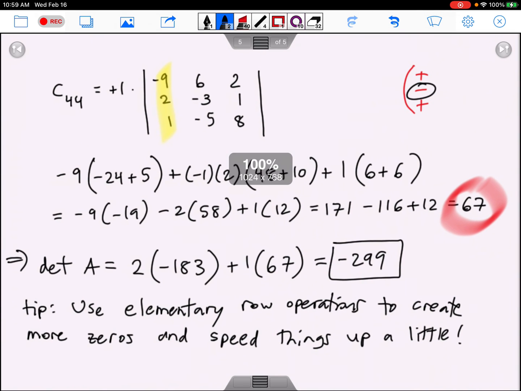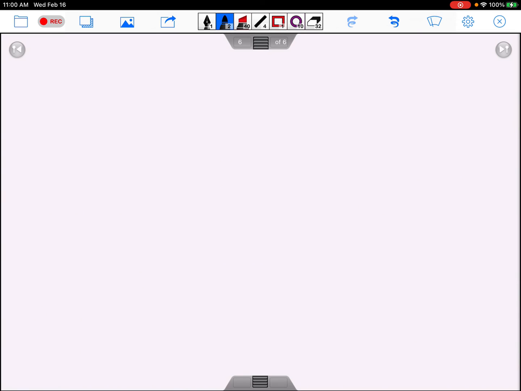Now, you can use this at your discretion, okay? But I just want to show you guys that this is a thing that you can do, because otherwise 4x4 matrices can really be a pain. So let's do an example here.